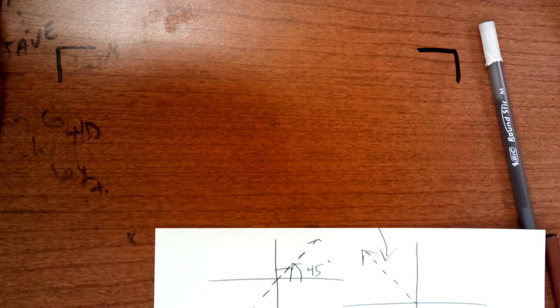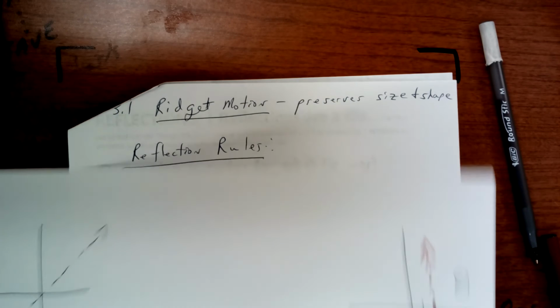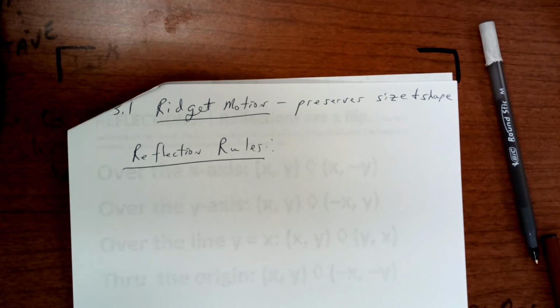All right, let's move on. A rigid motion, copy this definition. A rigid motion preserves the size and shape.